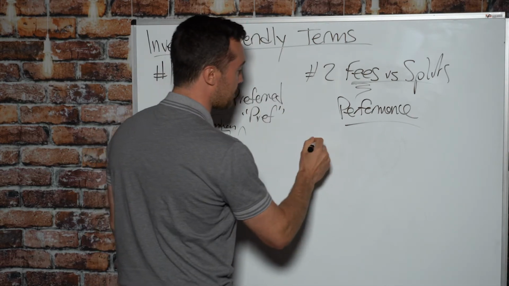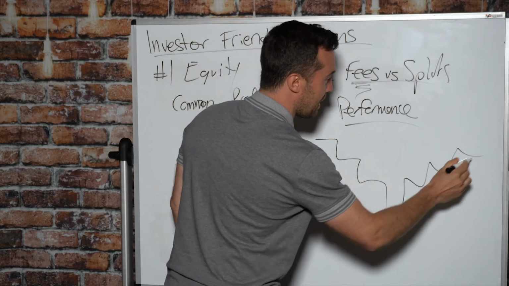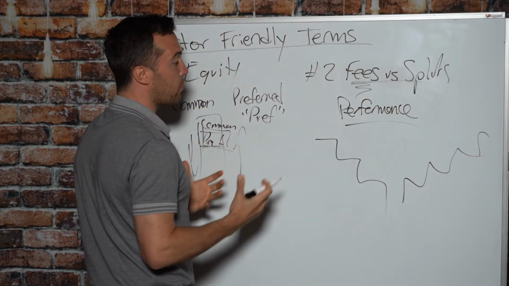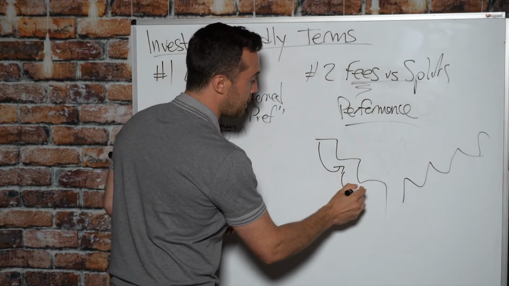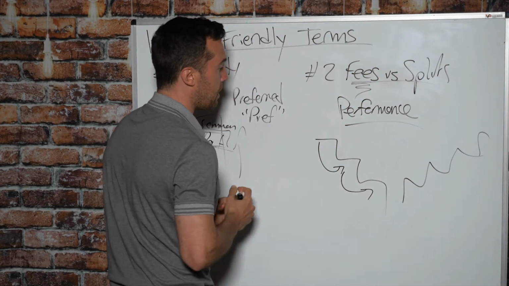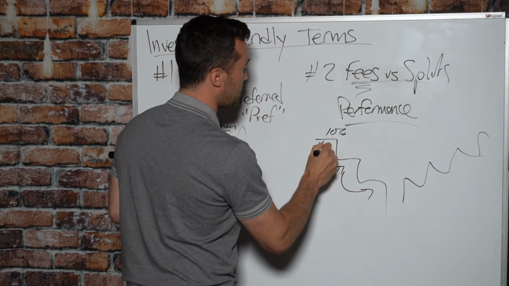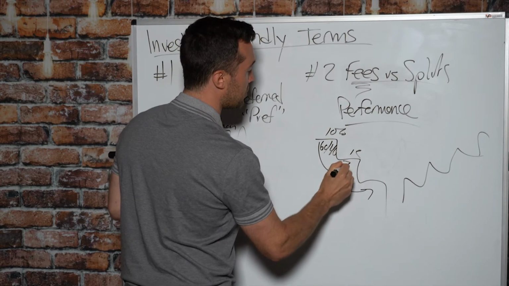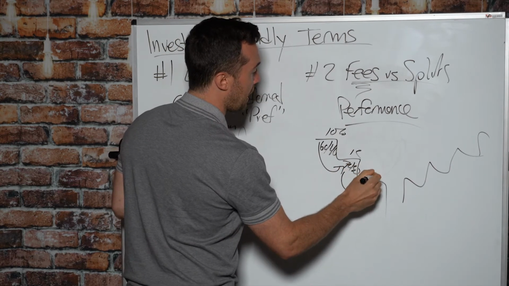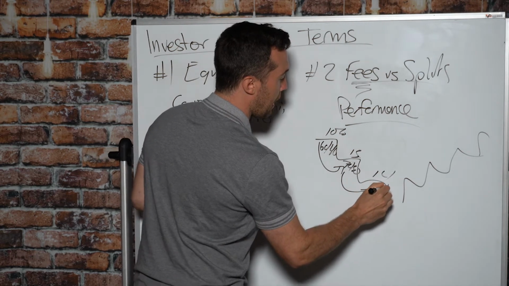Because let's say it's like this. The waterfall or a hurdle, it's just the same imagery in reverse. With a waterfall or a hurdle, the sponsor is actually going to get a higher split the better the deal does. So maybe in this case, until the deal hits 10%, it's on a 60-40 split in favor of the LP. But maybe once they hit 12%, it goes to 70-30. And then once they hit maybe, let's say 14%, it goes to 80-20, and you get the idea.